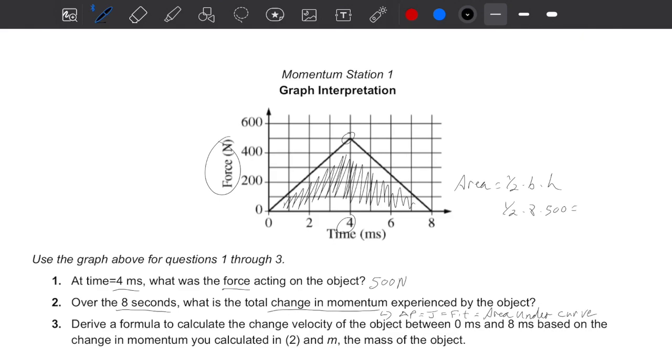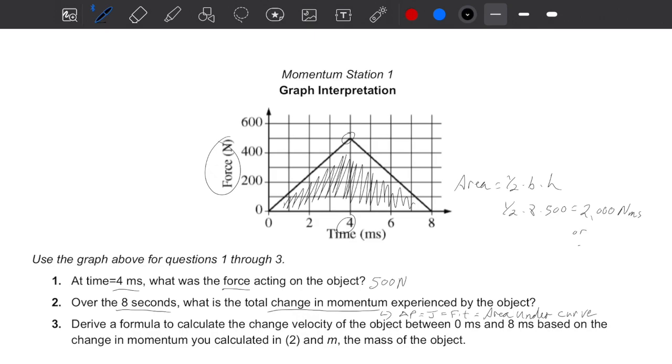When we calculate this, we get 2,000 Newton, in this case milliseconds. And we know that our time is usually measured in seconds, so let's go ahead and convert it from 2,000 Newton milliseconds to 2 Newton seconds.